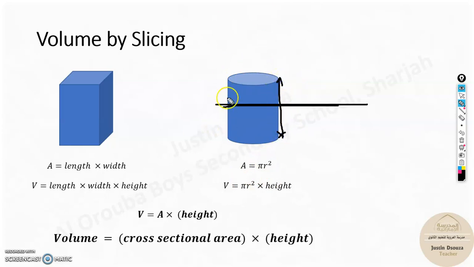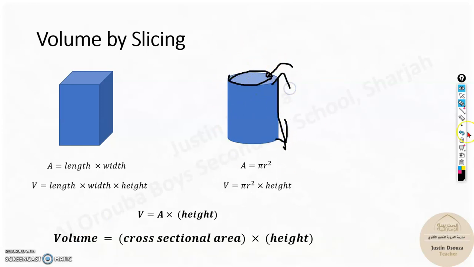One other way to understand is that volume is basically how much water can be filled inside. So this is the cross-sectional area, and the total height gives the total volume. That's the thing. In the same way, you can relate that over here as well.